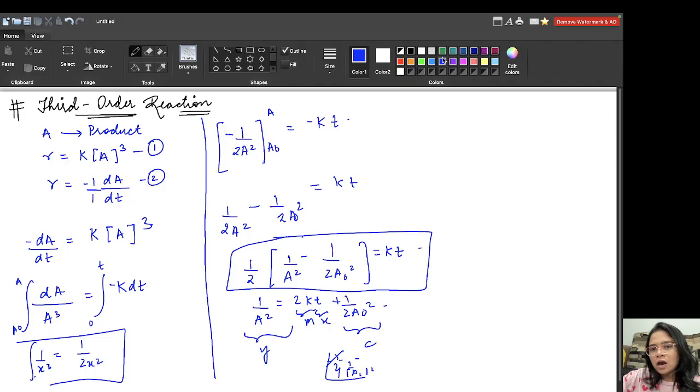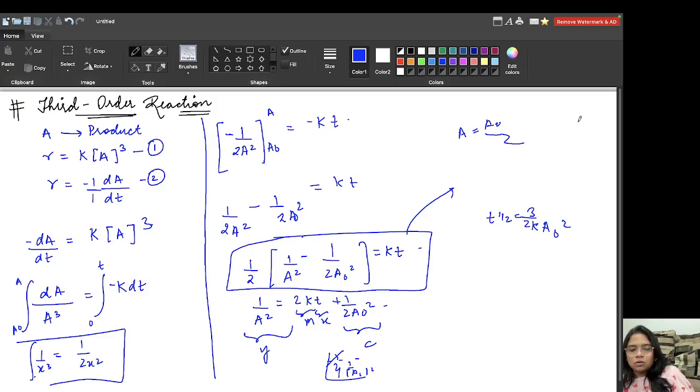And how will you write the half-life? Just here in place of your a, just write a naught by 2. You'll get your half-life. And once you solve this particular thing, you'll be getting t half equal to 3 divided by 2k a naught square. This is how you represent your third order reaction.